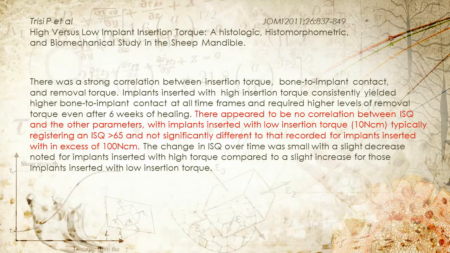Why? Because effectively in the study, he showed that with high insertion torque, you didn't get failure of the implants, you got a higher initial ISQ, you got a higher initial bone implant contact, and that at the end of the study, it was no worse than the implants placed with a low ISQ, or a low insertion torque rather.